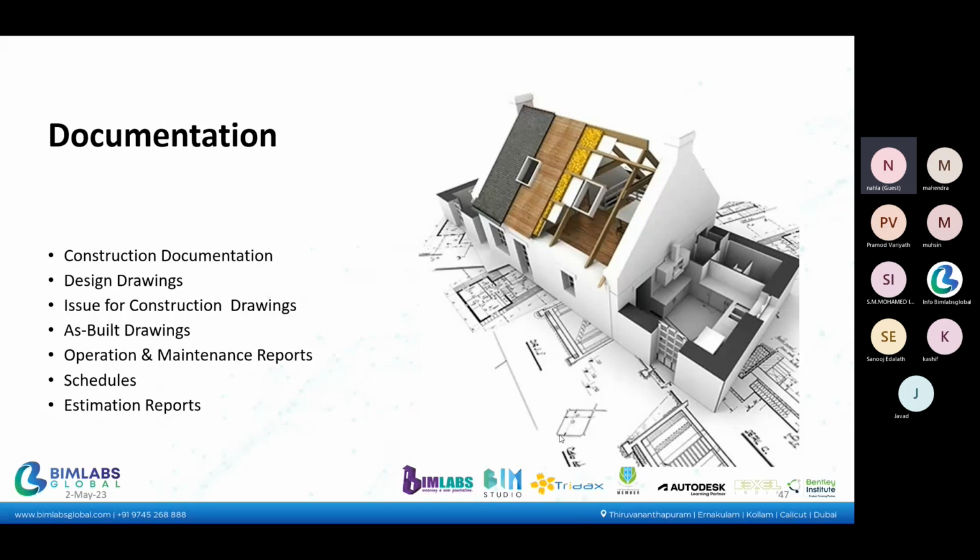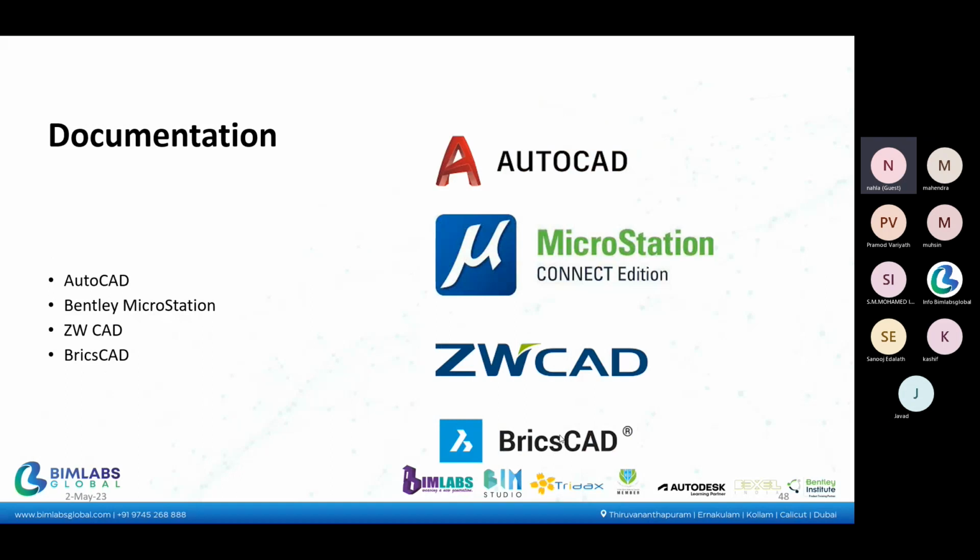Once the designing part is done, we have to get the authorization, the license and the signature from the authority. For that, we have to do the issue drawings, which is another type of drawing. Then there are as-built drawings, which are created after the construction work is complete. Then the schedules and estimation reports. AutoCAD, Bentley, MicroStation, BricsCAD and various other software are used for documentation.